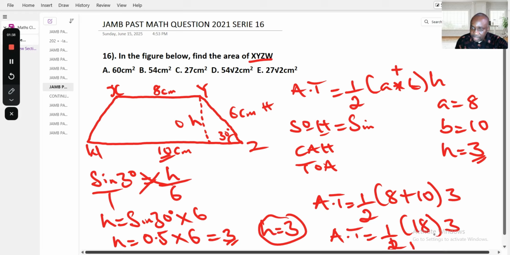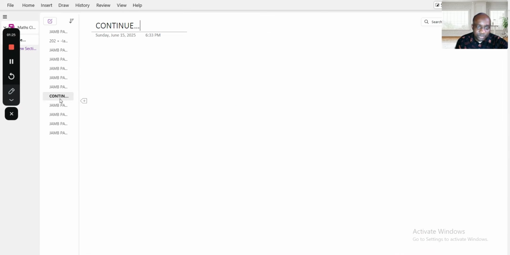18 times 3. How many 2 can we see here? 2 here, 1. 18, 9. What do we have left? We have 9 and 3. Let me continue from another page.